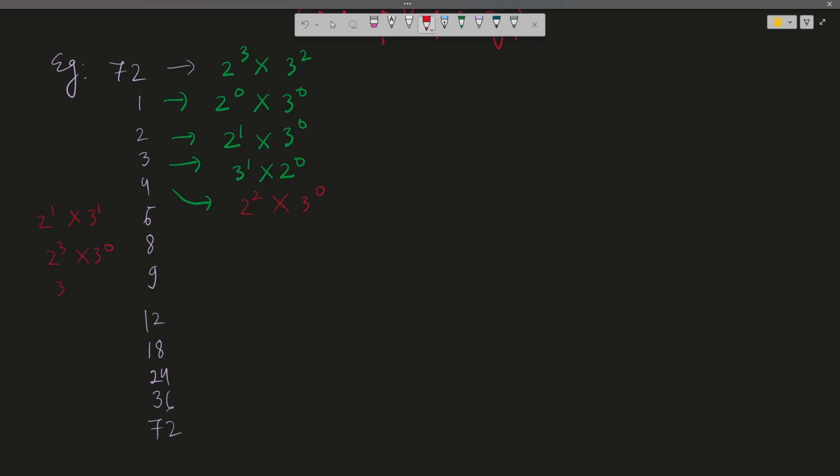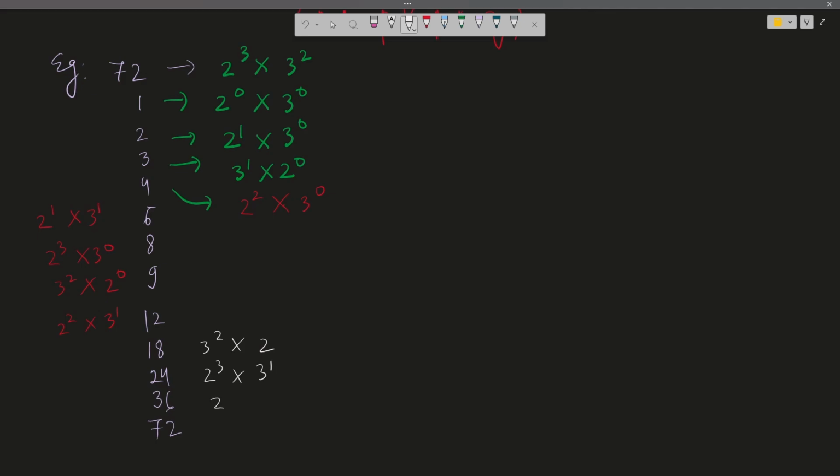9 can be expressed as 3 to the power 2 into 2 to the power 0. 12 can be expressed as 2 to the power 2 into 3 to the power 1. 18 could be expressed as 3 to the power 2 into 2. 24 can be expressed as 2 to the power 3 into 3 to the power 1.